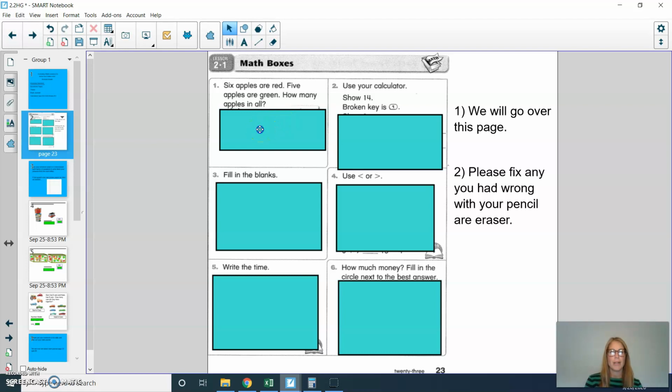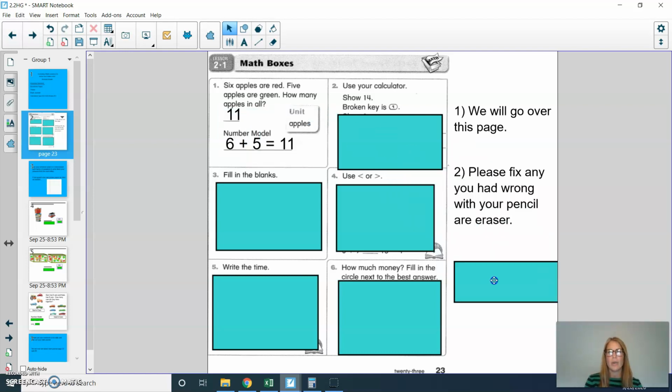So for question number 1, 6 apples are red, 5 apples are green. How many apples in all? I know that my answer is 11 apples because 6 plus 5 equals 11.